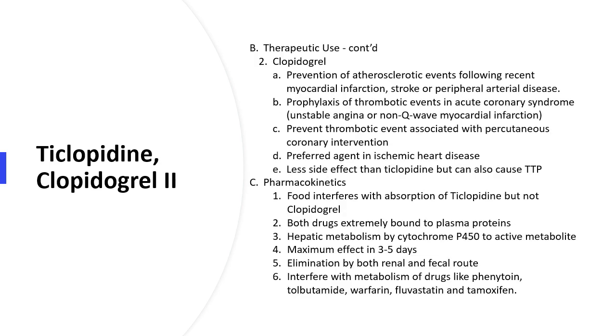What about the therapeutic use of clopidogrel? It is used in the prevention of atherosclerotic events following recent myocardial infarction, stroke, or peripheral arterial disease. It is used in the prophylaxis of thrombotic event in acute coronary syndrome, for example, unstable angina or non-Q-wave myocardial infarction. It is used to prevent thrombotic event associated with percutaneous coronary intervention.